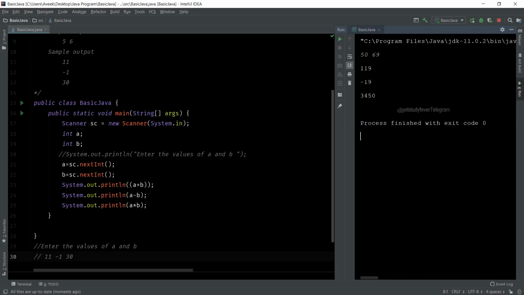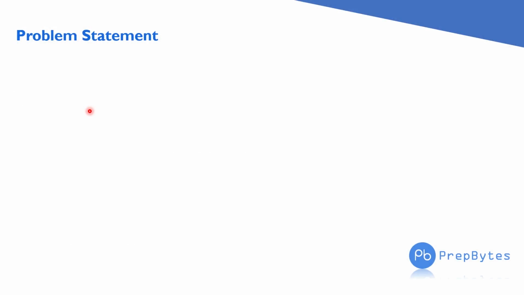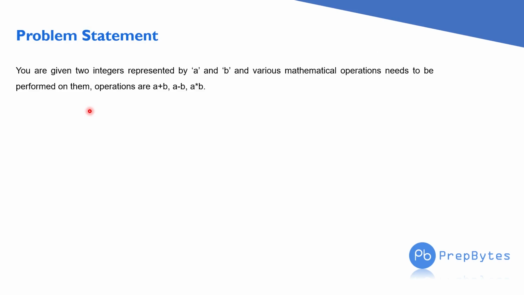Fine. So let's see another problem statement. The problem statement is the same, but the structure is different now. You are given two integers represented by a and b, and various mathematical operations need to be performed on them. The operations are a plus b, a minus b, a into b.